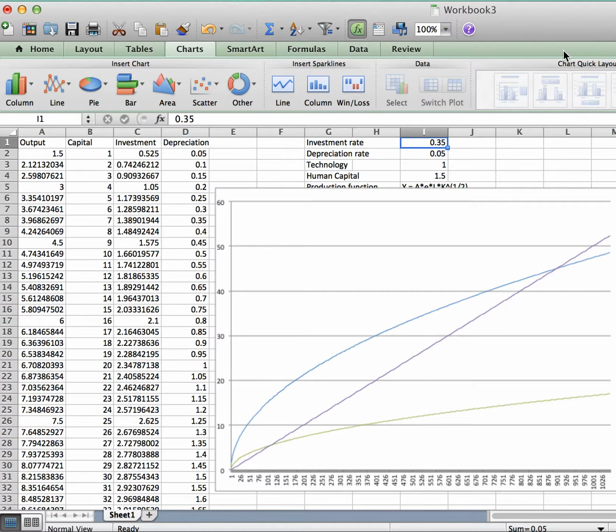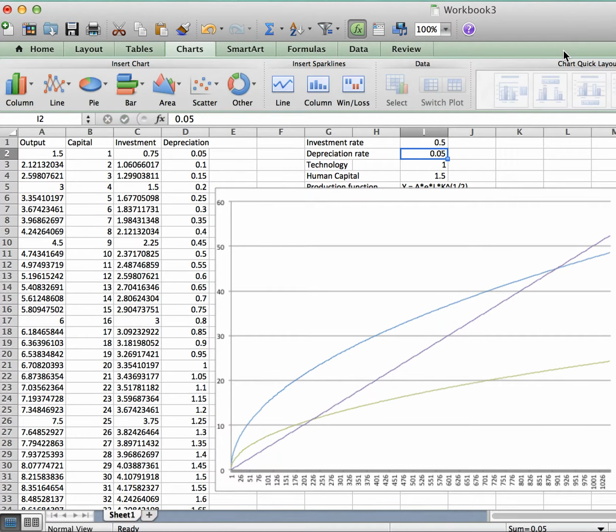Again, let's increase the investment rate to kind of even it out a little bit. Now the investment rate's at 50%, and that's shifted the steady state back out somewhat. So you can play around with this. You can change the production function. You can change the level of capital, human capital, depreciation rate, investment rate, and you get different pictures of the variety that we did in the text and in the previous PowerPoints.